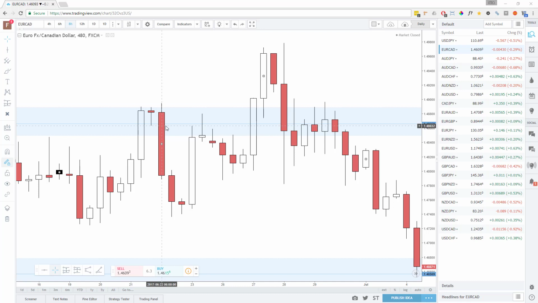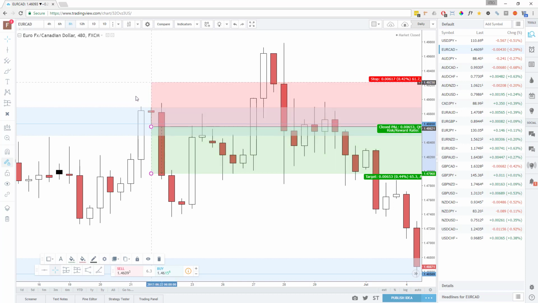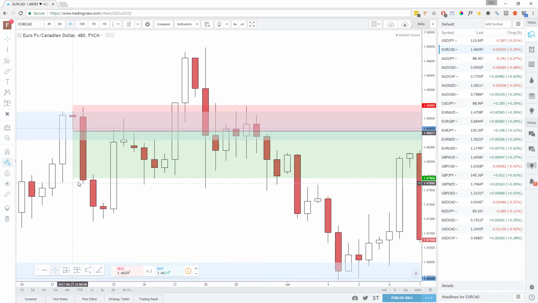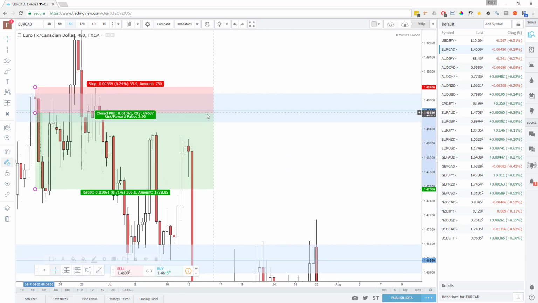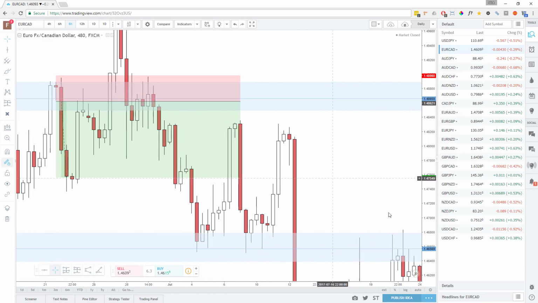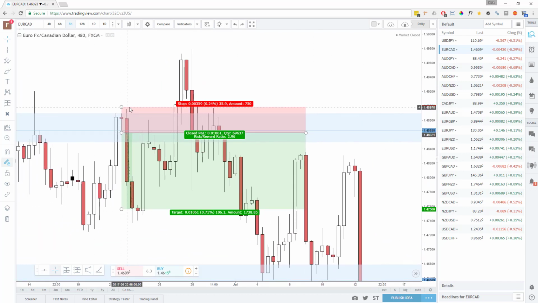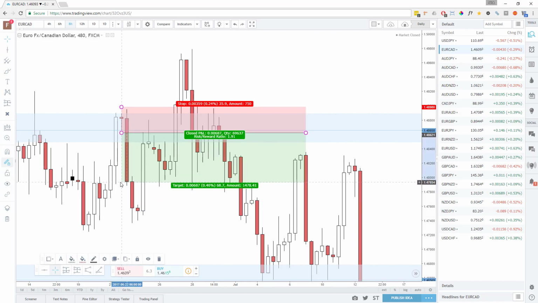The entry was, if I recall, around about here. So after price broke the low of this indecision candle, that trade was entered. It pushed all the way down to here, gave us a nice risk to reward ratio. So let me actually, I forgot to use this tool. So the trade played out something like this. See, this red area is from my entry to my stop loss. This green area is my target. I can't remember how much I got on this trade, but it ended up working out well and it hit target.